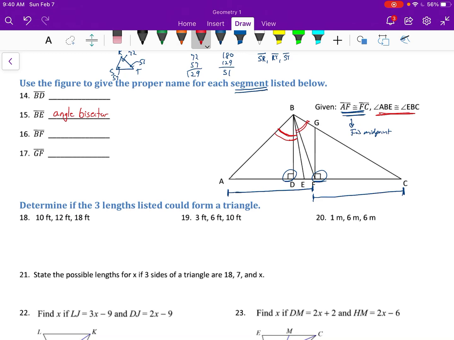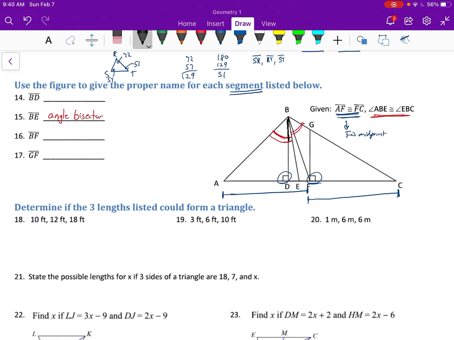BD, let's take a look at BD. We'll do this one in black. BD is right here. It goes from a vertex and is perpendicular to the opposite side. Well, that is the definition of altitude.